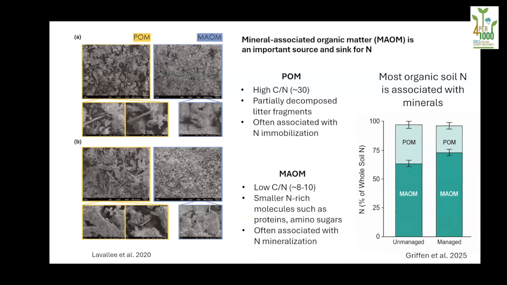But on average, it does turn over a little bit faster. MAM, or mineral-associated organic matter, has a much lower C to N ratio. It consists of proteins and amino sugars. In the lab and in the field, it's often associated with nitrogen mineralization. That pool of MAM is where we want to store organic matter long term. We know on average it's more persistent, but we also now know that there's a pool of that organic matter that cycles very fast. Some of it is very, very old, hundreds, thousands of years old. Some of it cycles very, very fast. It's also, as you can see in this stacked bar, where most of the nitrogen in soil resides.